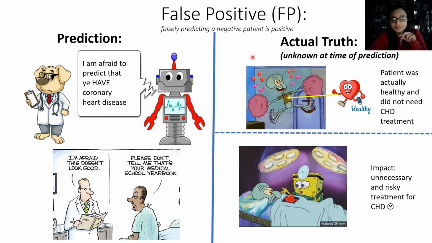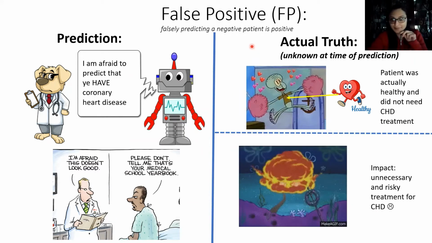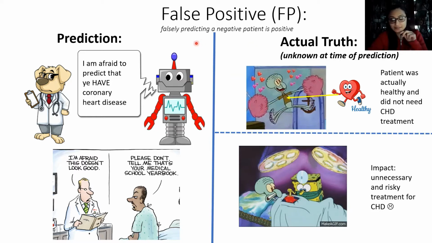It's also a false positive though, and it really depends on how you value things. A false positive, FP, is falsely predicting that a negative patient is positive. So the prediction is positive, but the actual truth is that the patient is negative for the disease. Here the doctor is very sad, and the machine learning model as well.